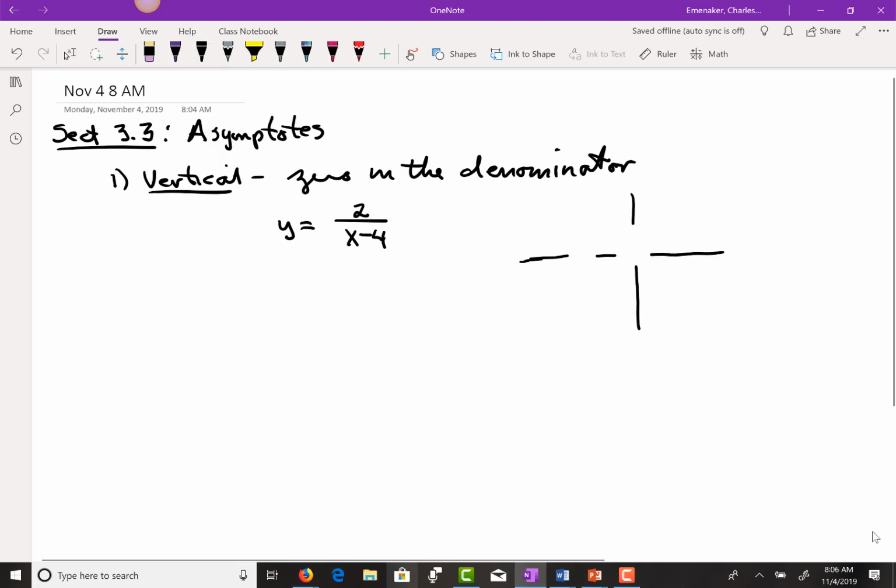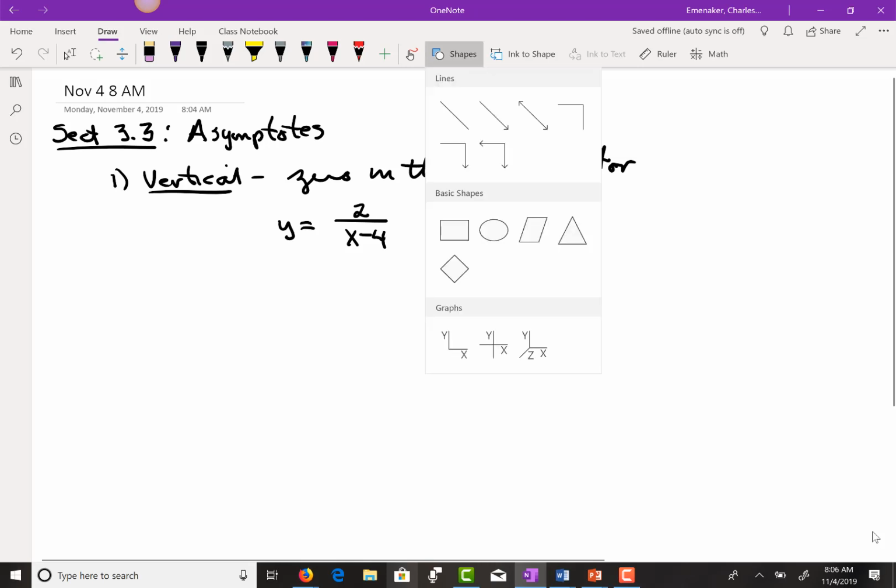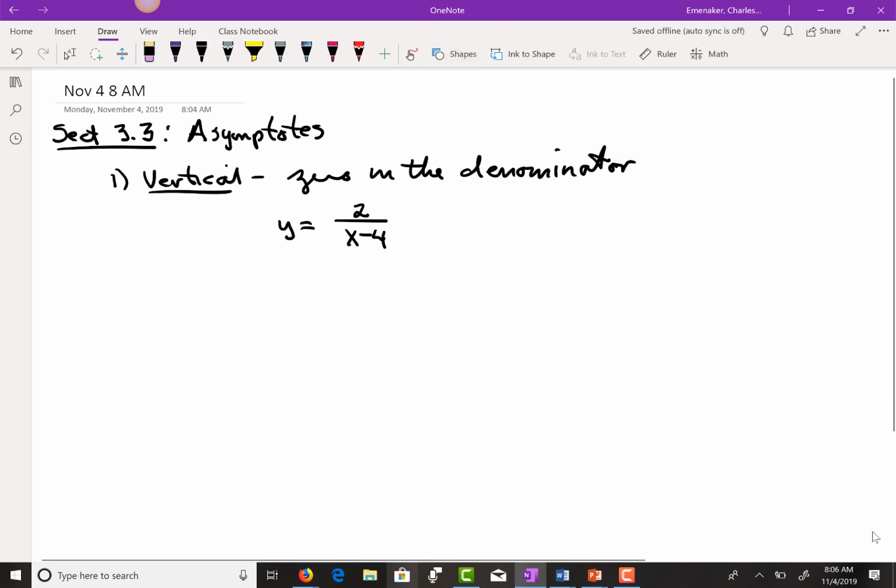actually, let's cheat and do this a different route. We can do this like this. There. How's that look? That'll look a little better, hopefully. At x equals 4. So we come over to 4. 1, 2, 3, 4. You got a vertical asymptote. Like that.